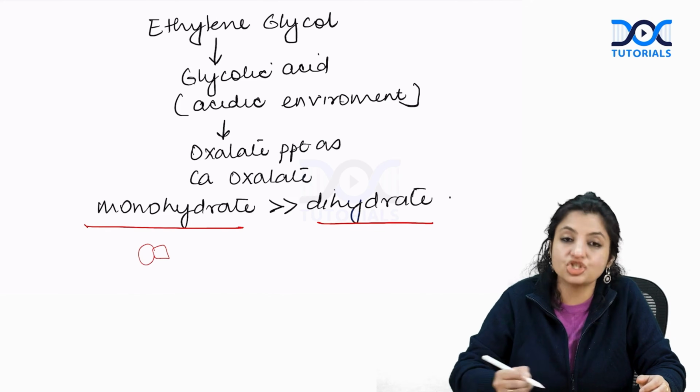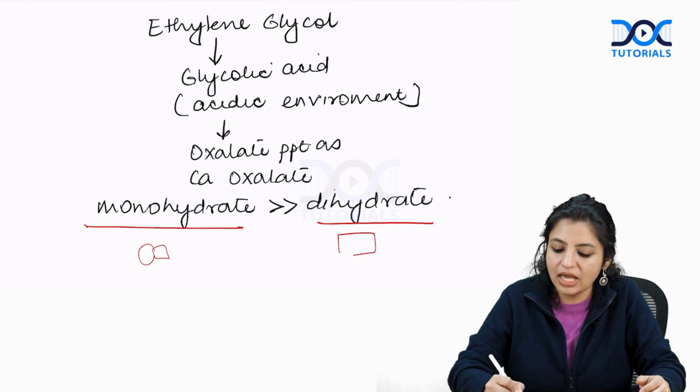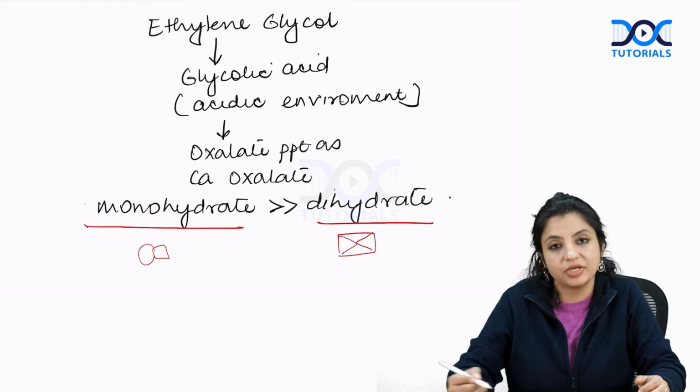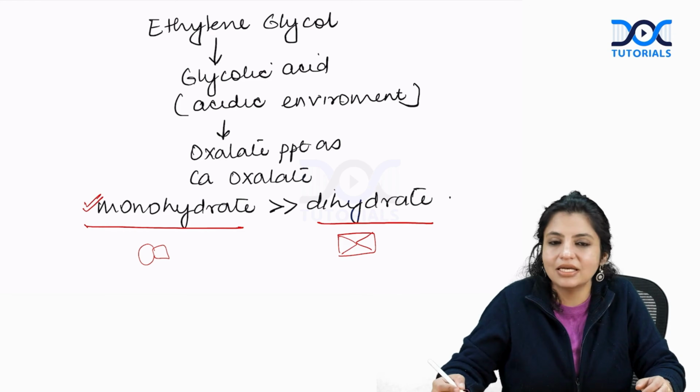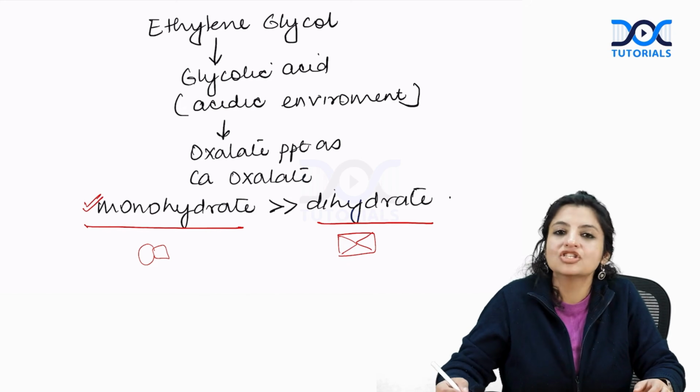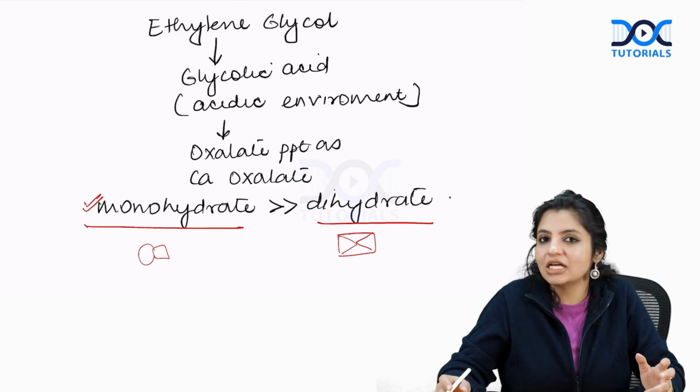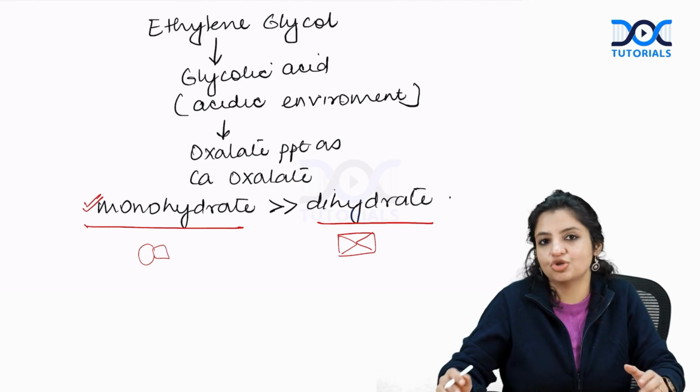As you remember, monohydrate crystals are bow shaped crystals as compared to dihydrate, which are envelope shaped crystals. So remember monohydrate crystals are more commonly seen in ethylene glycol poisoning. These are some questions commonly asked in casts and crystals which you should know.